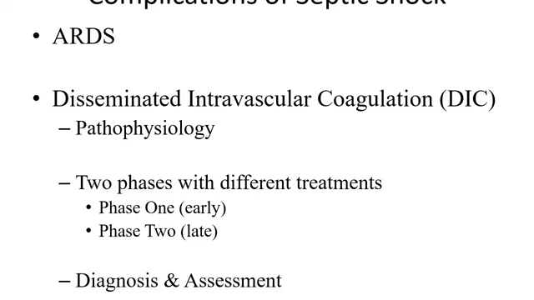So if you need to know the differences between the early phase where they're clotting all over the place and we have to give them anticoagulants, or the late phase where they can't clot anymore because they've used up all their clotting factors and they're bleeding all over the place, and now we have to give them platelets, plasma, and clotting factors.